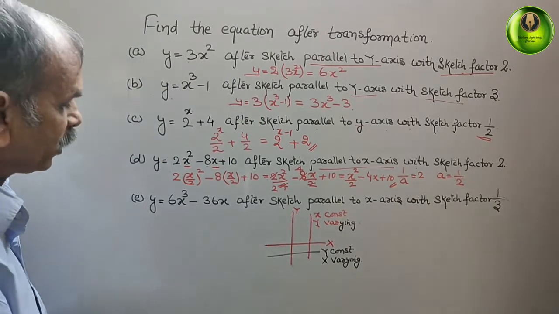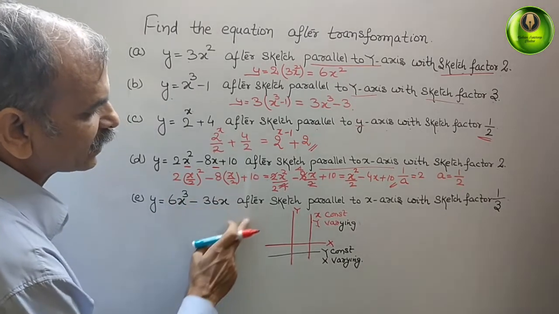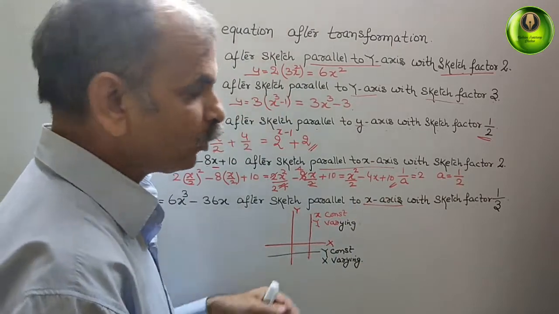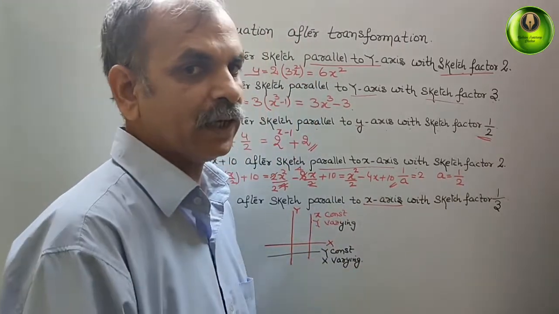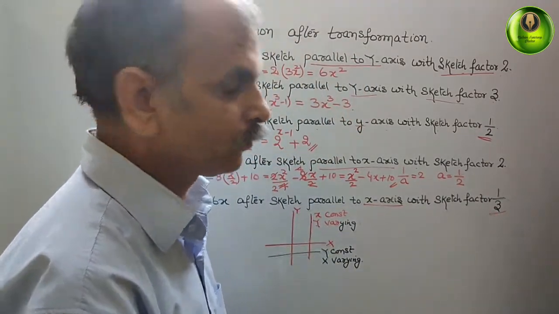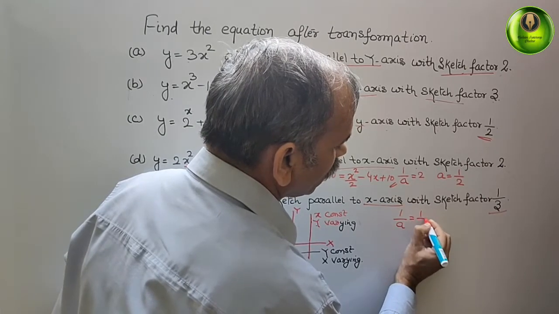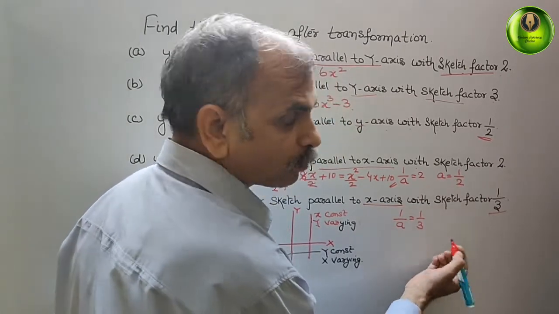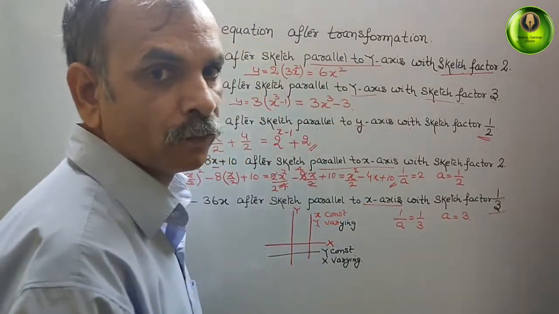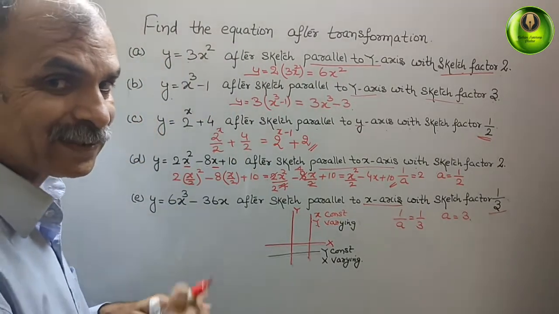Next question, see what they have given. Y is equal to 6x cube minus 36x after stretch parallel to x-axis. We know that in x-axis, x is varying, with the stretch factor 1 by 3. So if you write 1 by a is equal to 1 by 3, now if you go for cross multiplication, you will get a is equal to 3. Now, in place of x, what we will write? 3x.